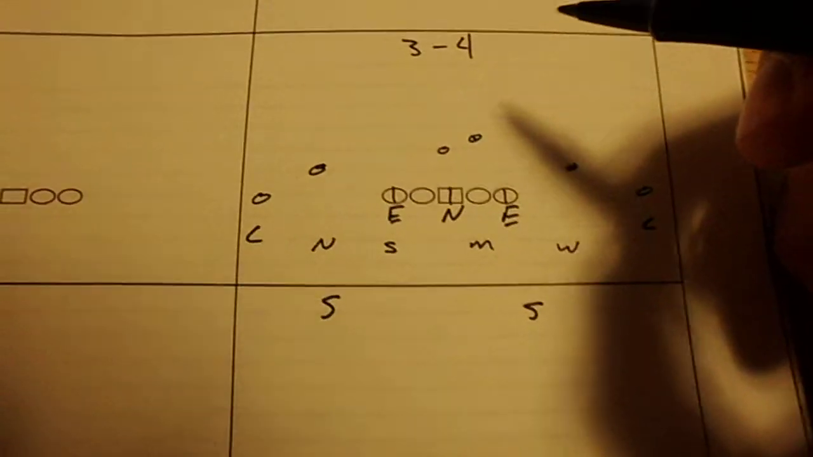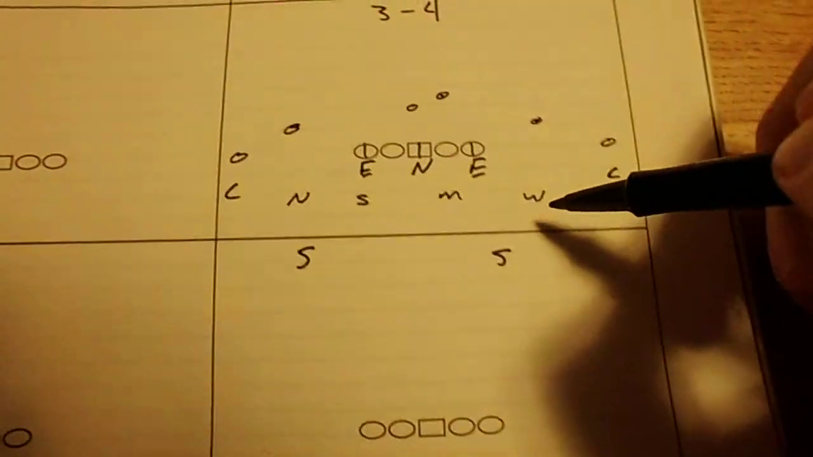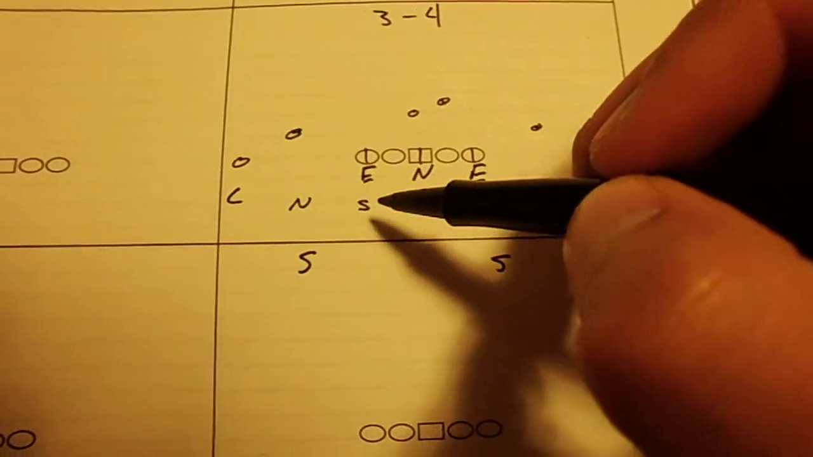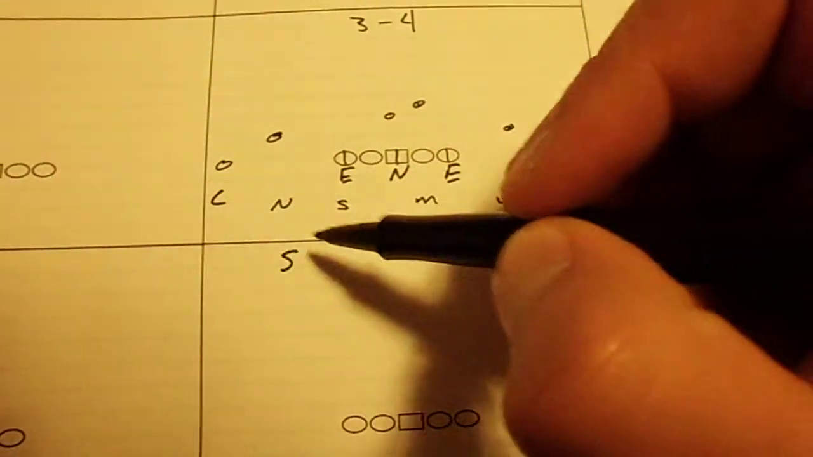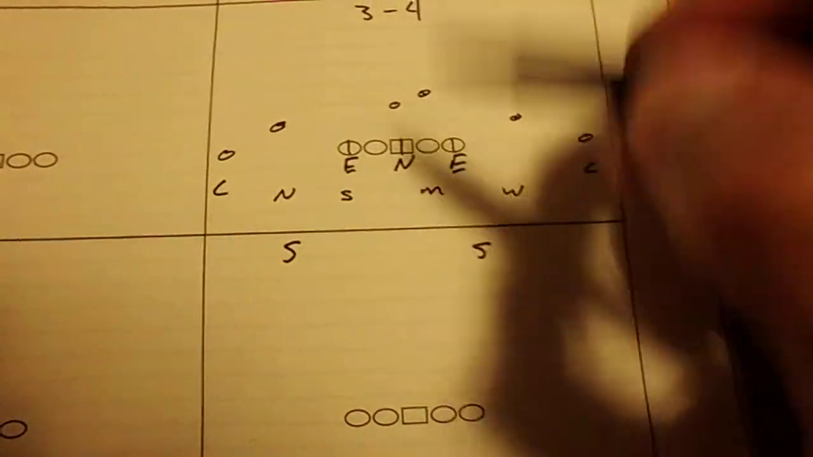And safeties add extra run support. Same rules apply for this Sam as they do for the wheel. Run to, he will have the C-gap to contain it or to bounce it to the corner or the nickel. If run is away, he will still have that C-gap.